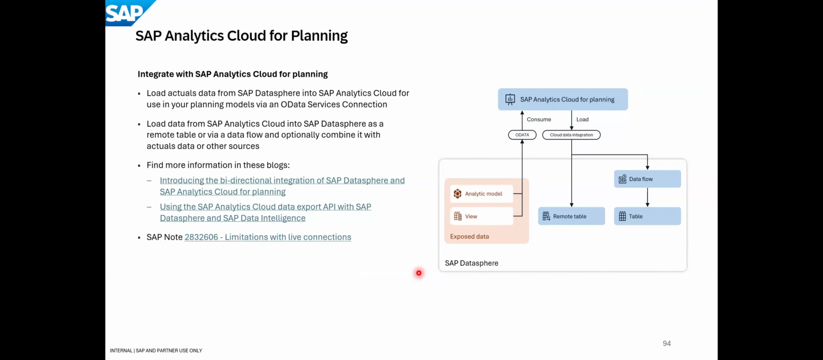For planning purposes, you can make use of OData to consume these models for actuals. For the actual data which resides in the analytical model and views, you can create an OData service to consume in the planning model. And then once the planning is done, if you want to push the data back to Datasphere, then it can be done via remote table replication, or you can create a data flow directly from SAC to Datasphere. For this bidirectional framework, you can refer to this link for more details around this area.